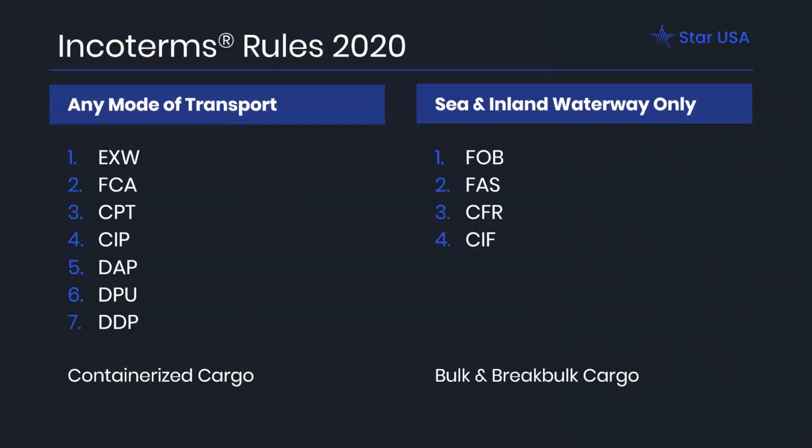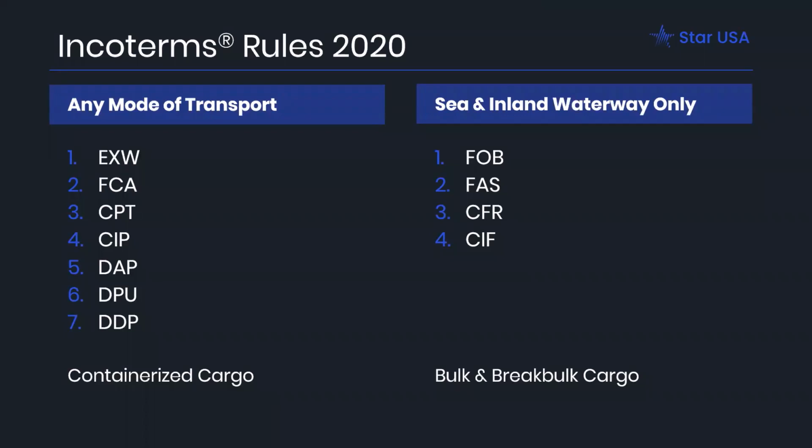Okay, so the rules in effect, I mentioned earlier that there are 11, and the ones that come into play for most shippers are the ones on the left, 1 through 7, for containerized cargo. Basically, if it can be put in a box or on a pallet or in a container, you want to be using one of the 7 on the left.